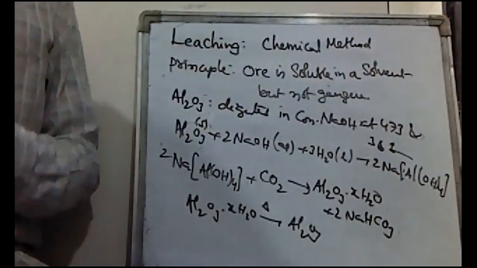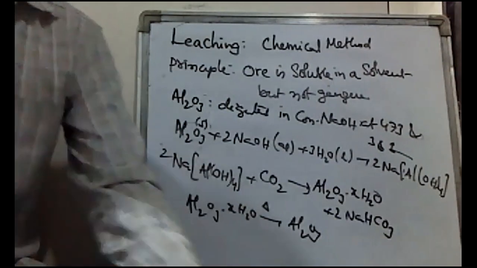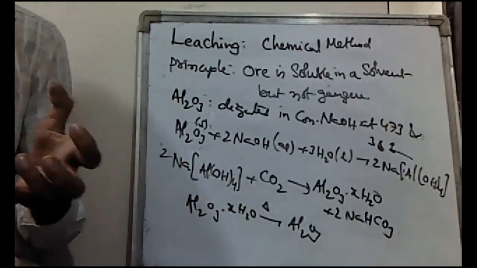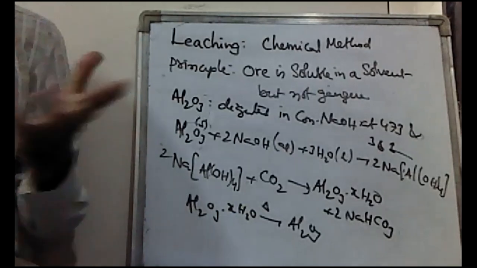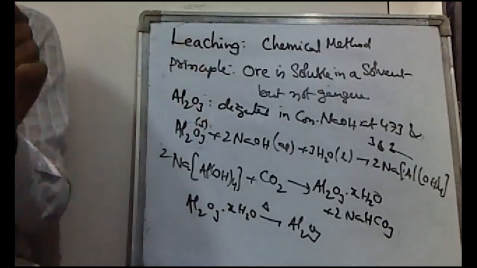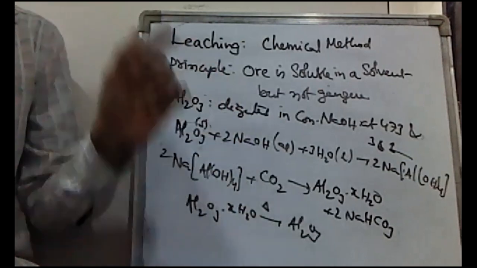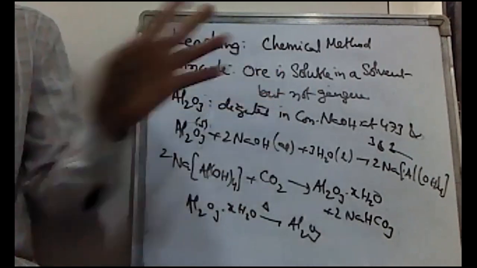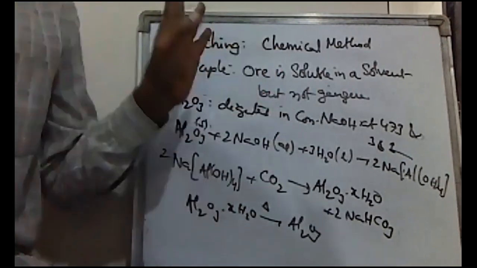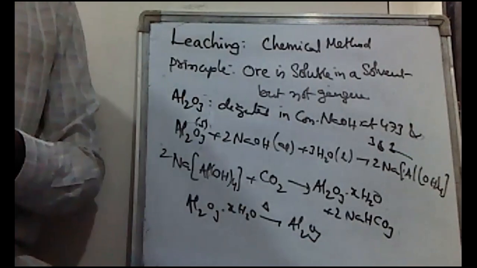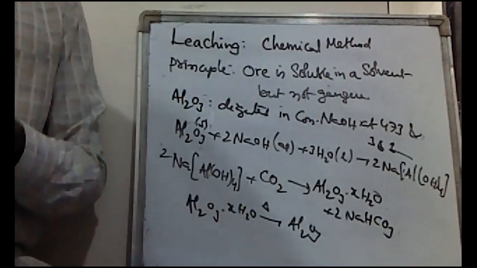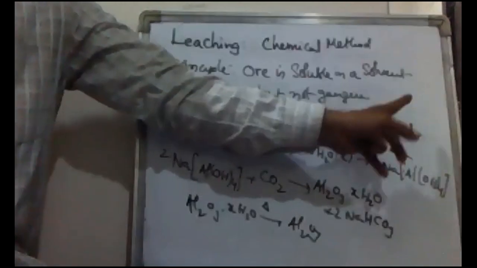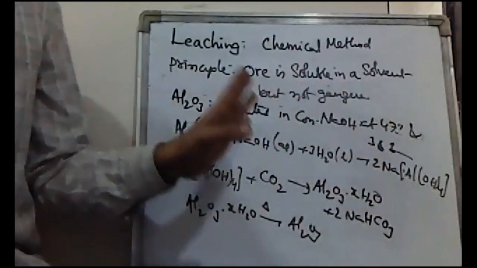So generally, bauxite ore, what are the impurities present in the bauxite ore? The impurities present in the bauxite ore are oxides of iron, titanium, and silicon. This bauxite ore is generally associated with impurities such as oxides of titanium, iron, and silicon. This bauxite ore is digested in concentrated NaOH at 473 to 523 Kelvin and 35 to 36 bar pressure.